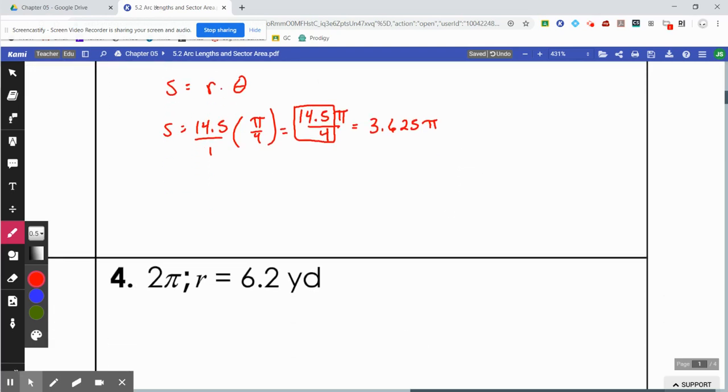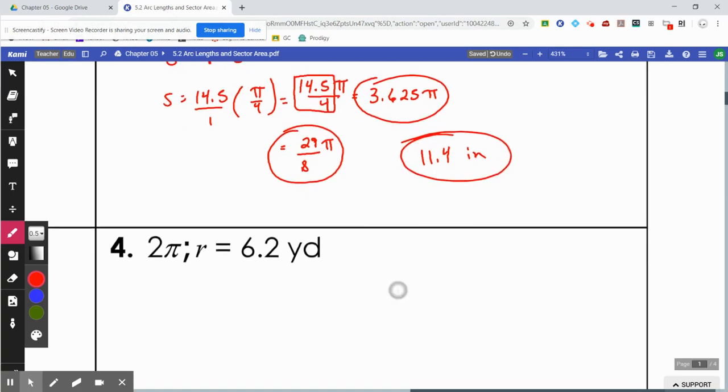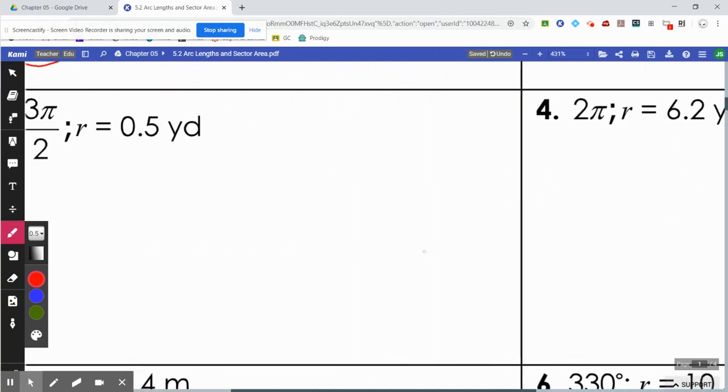Or here's another option. If you want to get rid of that decimal, multiplying by 2 on top, if you double that, notice you're going to get a full 29. So if you multiply top and bottom by 2, you could also leave that as 29 over 8 pi. So either one of those would be fine. And then once you actually multiply that out, you're going to get 11.4, and that was in inches. So there's your actual decimal arc length when you plug in 3.14.